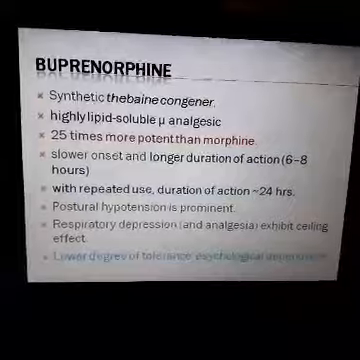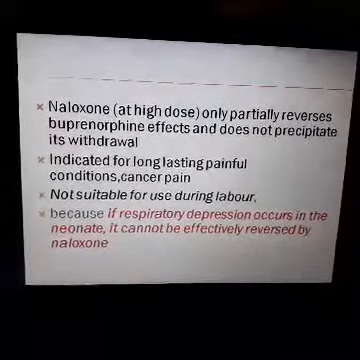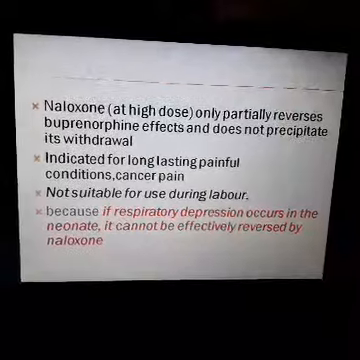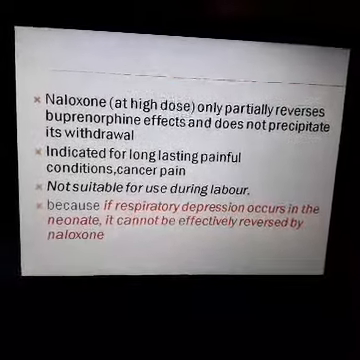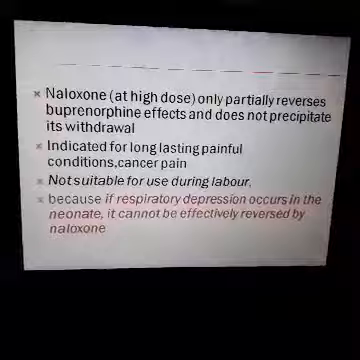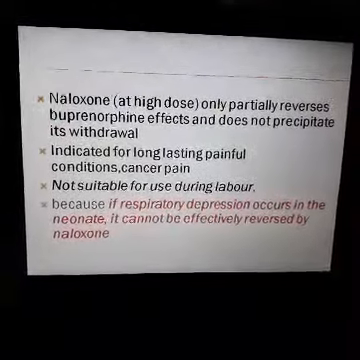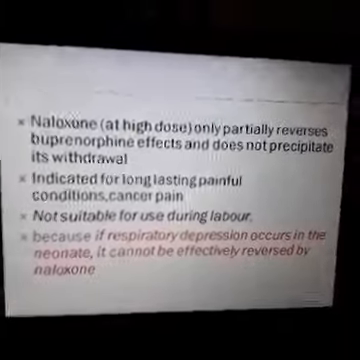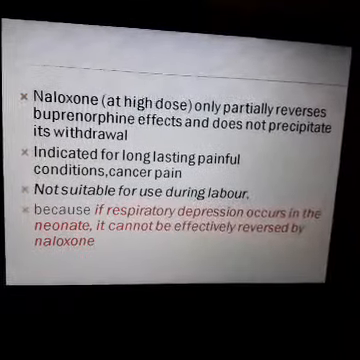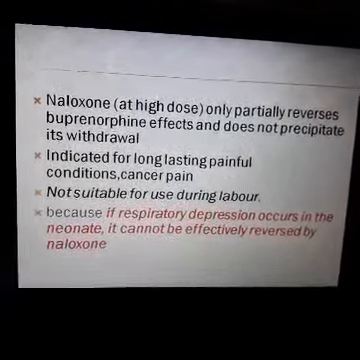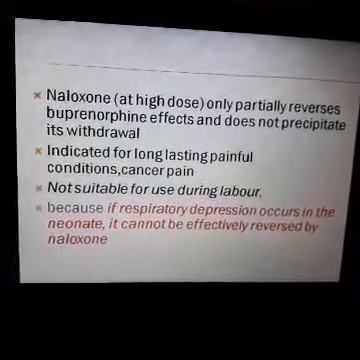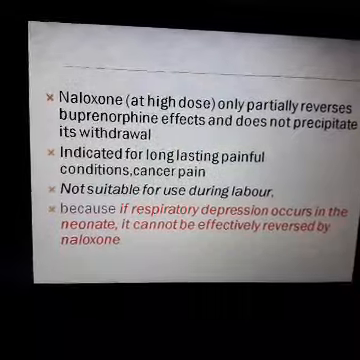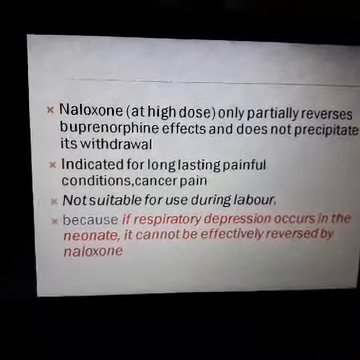So buprenorphine is a very long-acting drug, tightly bound to the tissue as well as receptor, and naloxone only partially reverses buprenorphine effects and does not precipitate its withdrawal. So due to its tight tissue binding as well as receptor binding, naloxone partially reverses buprenorphine effects and does not precipitate its withdrawal. Indicated for long-lasting painful conditions like cancer pain, and it causes neonatal respiratory depression, so not preferred during labor.